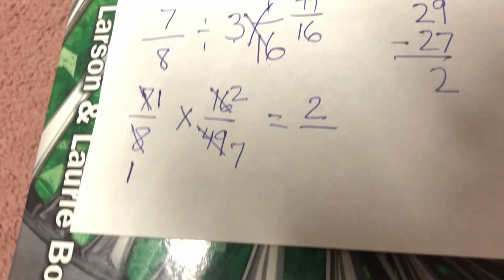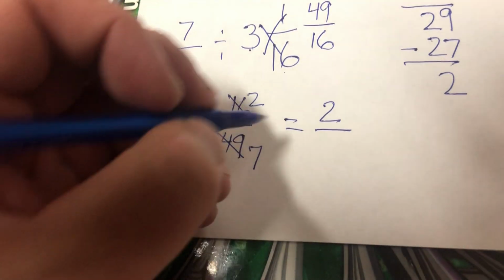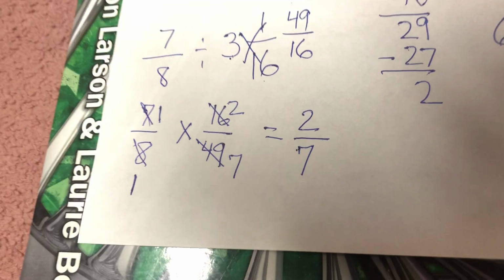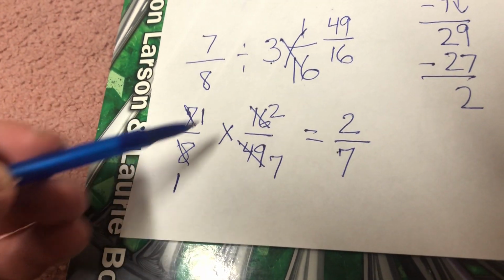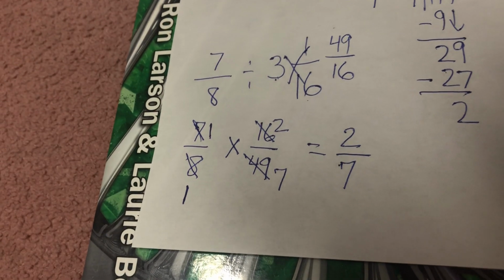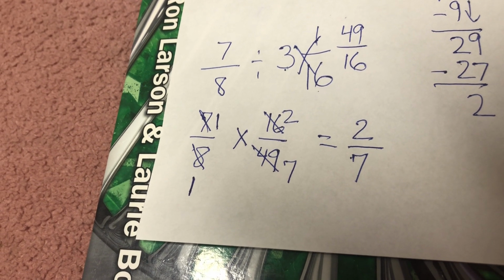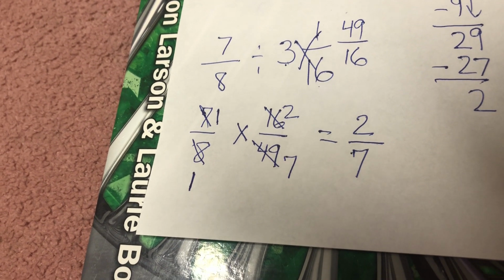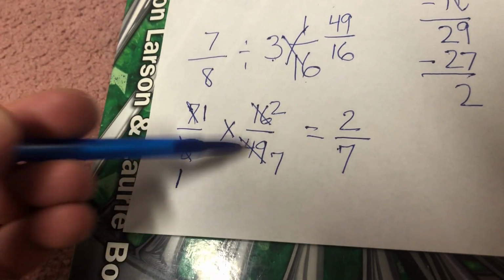1 times 2 is 2. Some weird lighting things going on there. 1 times 7 is 7. I can be confident because these were as small as they can get. 2 over 7 is in simplest form. The only number that can go into both 2 and 7 is 1. It is not an improper fraction. That needs to be turned into a mixed number because the 2 is smaller than the 7.